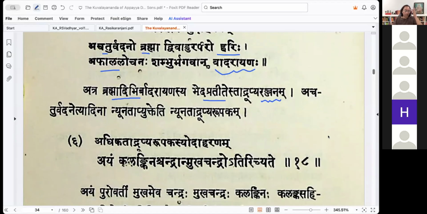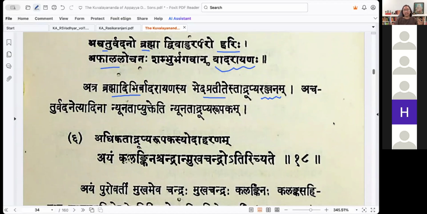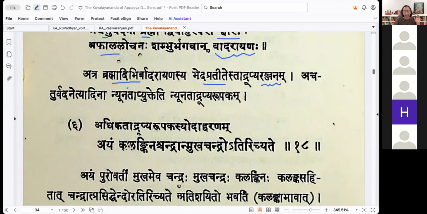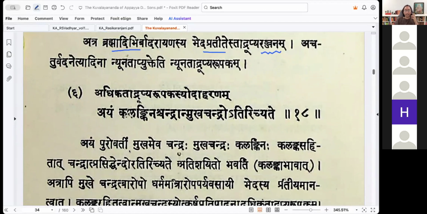So the next one is adhika tadrupya rupakam. Ayam kalankinas chandrat mukhachandro atirichyate. Ayam Purovarti mukham eva chandraha. Mukha chandraha. So ayam purovarti mukha chandraha kalankinaha chandrat. Chandrastu prasiddhaha chandraha tu kalanki vartate. He has a kalankam, he has a chinnam.